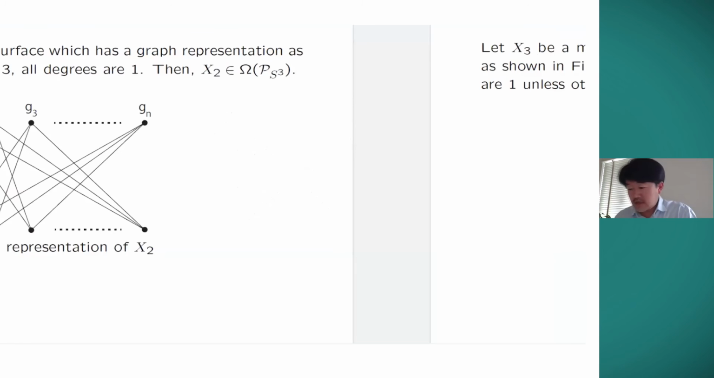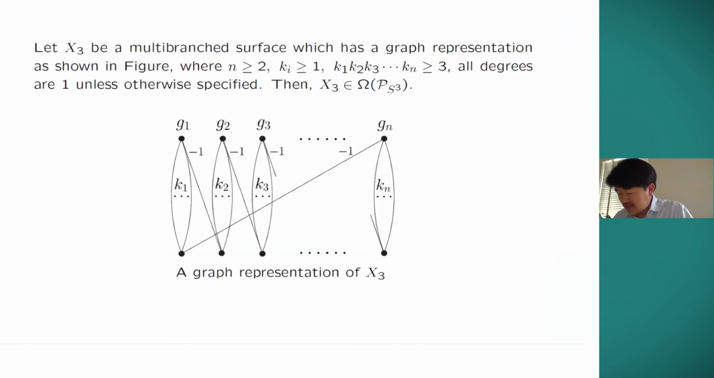Next, let X3 have this graph representation. We consider n sectors, and each sector has k_i plus 1 boundary components. This covering degree is equal to minus 1, that is, orientation reversing. And we assume n is greater than or equal to 1 and k_i is greater than or equal to 1, and thus k1 plus k2 plus k3 and so on up to kn is greater than or equal to 3. Then this multibranched surface has a torsion and X3 belongs to Omega PS3.